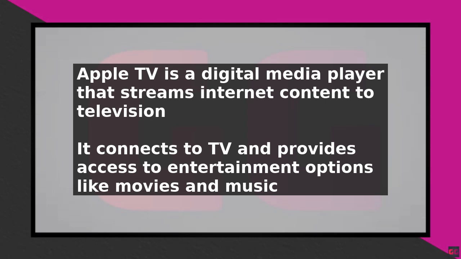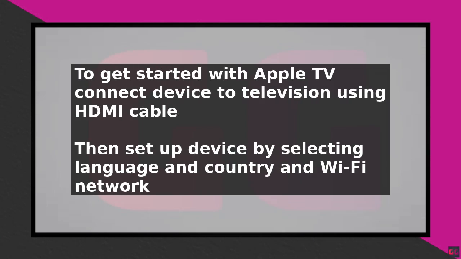To get started with Apple TV, you will need to connect the device to your television using an HDMI cable. Once connected, you will need to set up the device by selecting your language and country, and then connecting to your Wi-Fi network. The Apple TV home screen provides access to a variety of apps, including the iTunes Store, Netflix, Hulu, and Amazon Prime Video. You can browse through these apps to find and watch your favorite movies and TV shows.